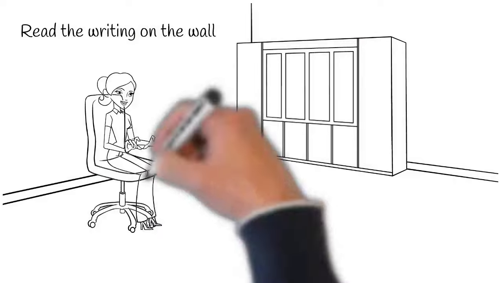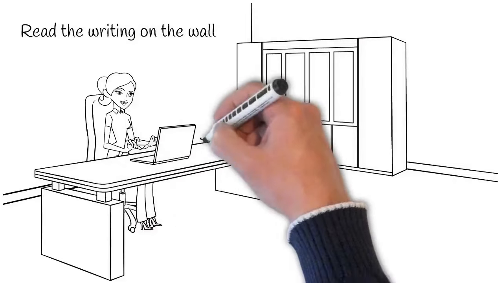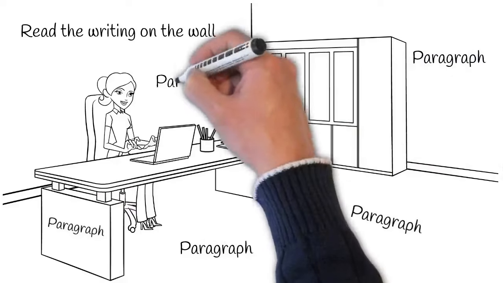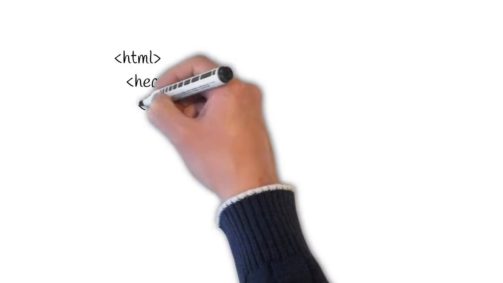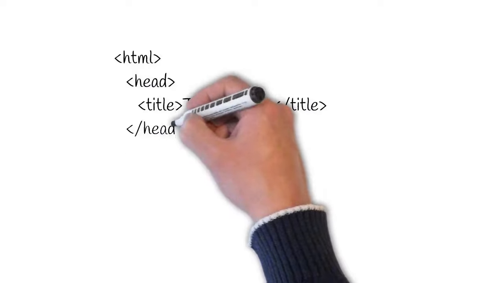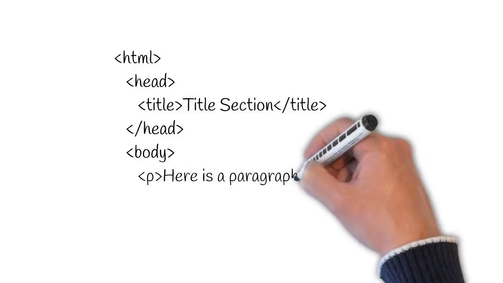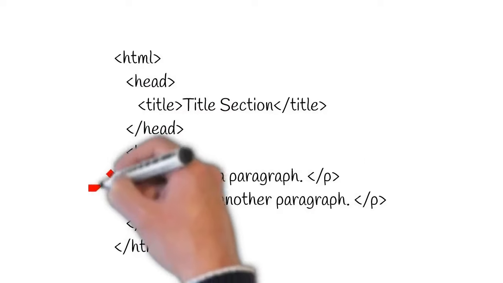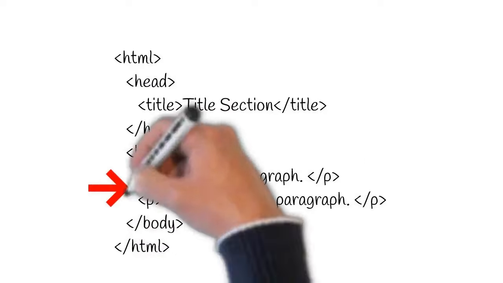In this section, we want to make sure we read the writing on the wall. In this section, we're going to talk about paragraphs. So we've already seen this line of code, the HTML opening and closing tag with our head, opening and closing tag, and we've gone over title and how it appears on the web page. But it's in between the body that we've noticed these P's. Here's a paragraph and here's another paragraph.